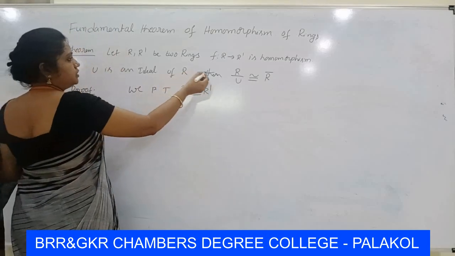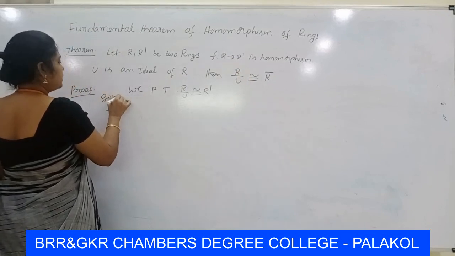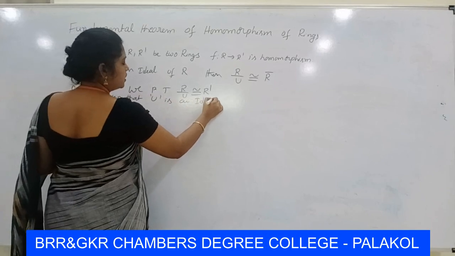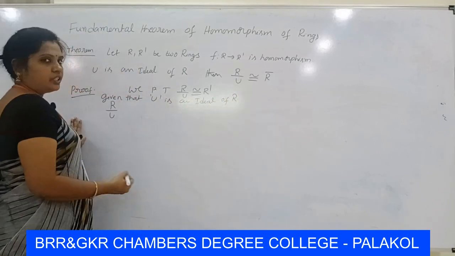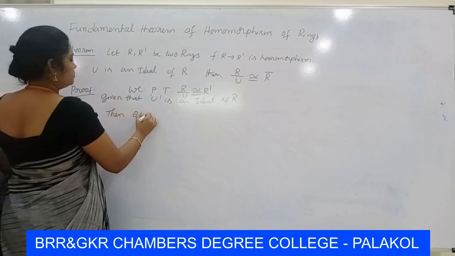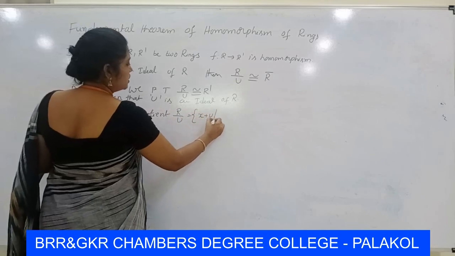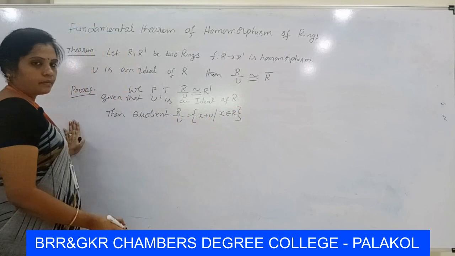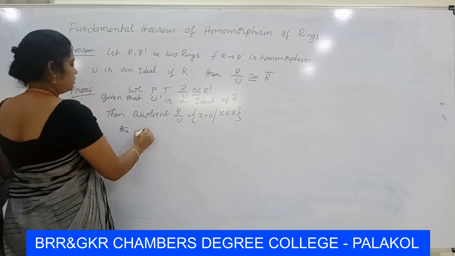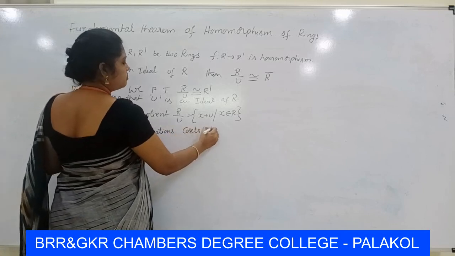But what is R by U? Here it is given that U is an ideal of R. So the quotient ring R by U is defined as the set of x plus U such that x belongs to R. Now the operations: addition and multiplication of cosets.